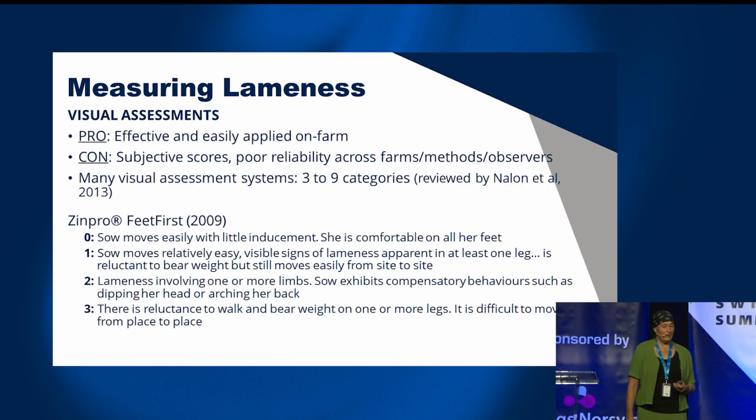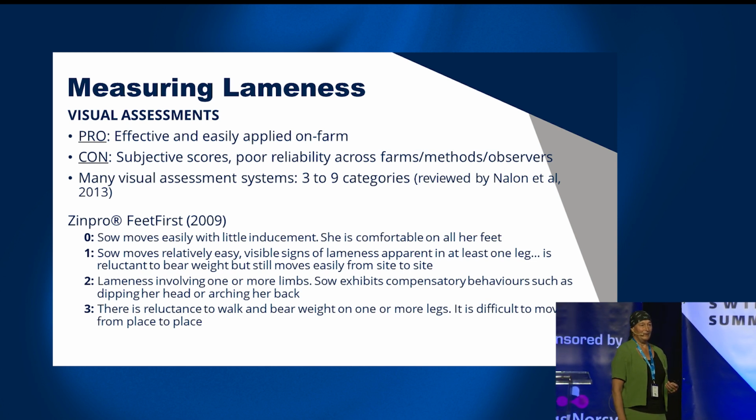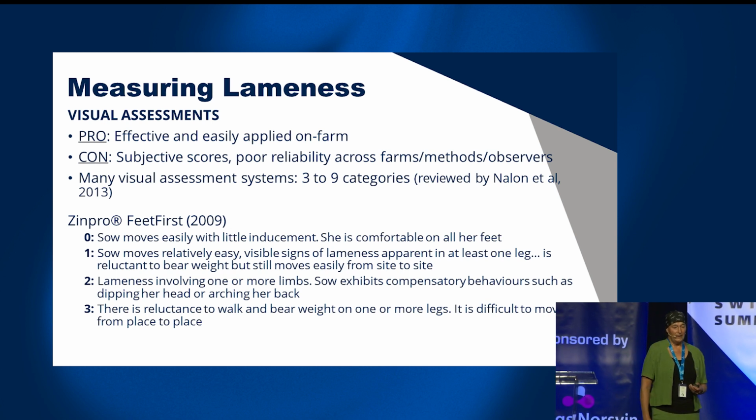So measuring lameness, the most simple approach, obviously, is a visual assessment. It's easily applied on a farm. But these are subjective scores. So if you look at the research, certainly there's a high variability. Inter-observer reliability isn't great, but within a farm, certainly this is the way to go. A review here by Nalon, working with Nicholas Devillers, a very nice review in 2013, showed there's a lot of systems out there for visual assessment, 3 to 9 categories.